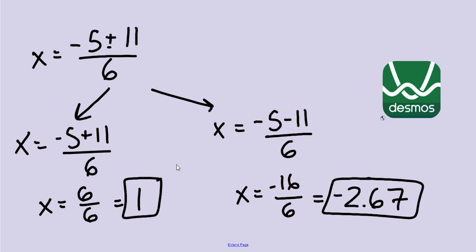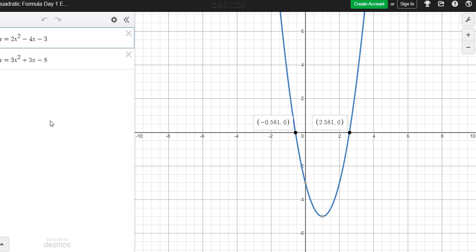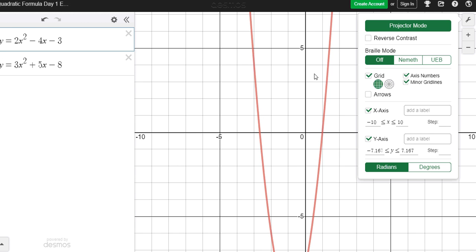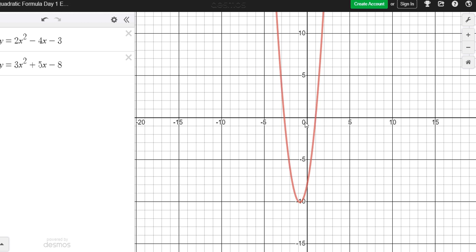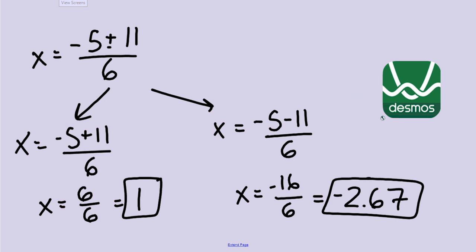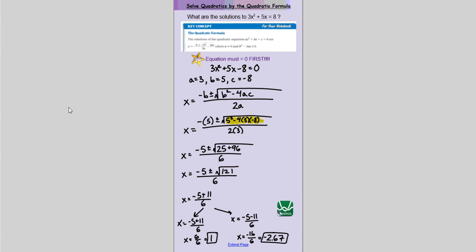Let's use Desmos to check. It's right here. Take away the second one. Do x-intercepts: -2 2/3, and 1. There they are. So the quadratic formula is a foolproof way, because it always works, of giving you the x-intercepts without having to factor or use square roots. The downside is, as you can see, it takes some work. It always works, but it's the longest method, kind of the give and take of life.